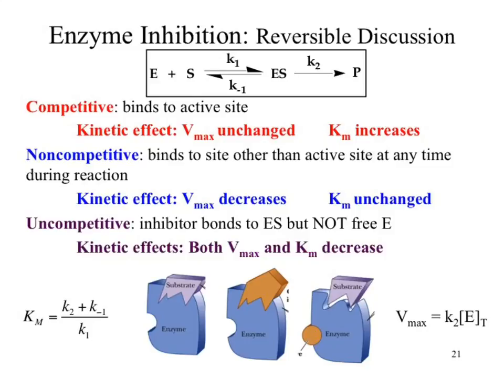By looking at graphs. So what we need to be able to do is say, this is a standard enzyme reaction. What happens if we have these inhibitors involved in it? How does that affect the graph?